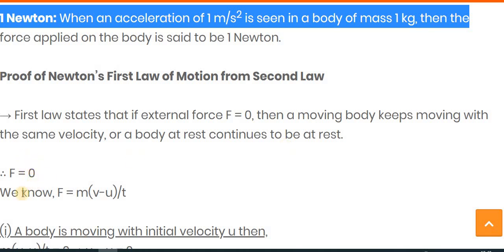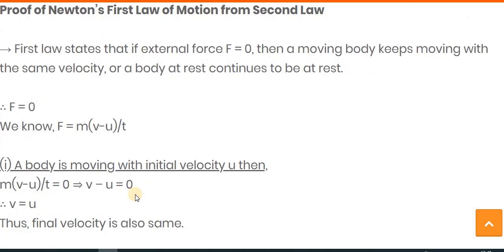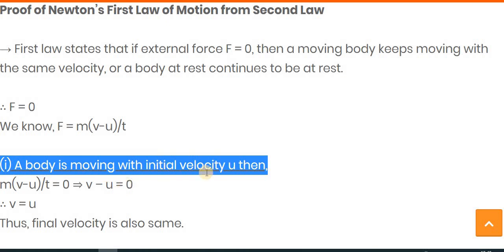F is equal to 0, and we know that F is equal to m in bracket v minus u divided by t, so F is equal to m into a. So if the body is moving with initial velocity u, then m in bracket v minus u divided by t is equal to 0. So v minus u is also 0. In that condition we can write that v is equal to u, means the final velocity is also the same.